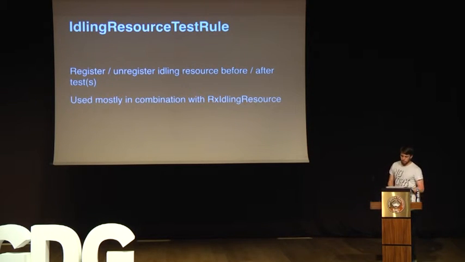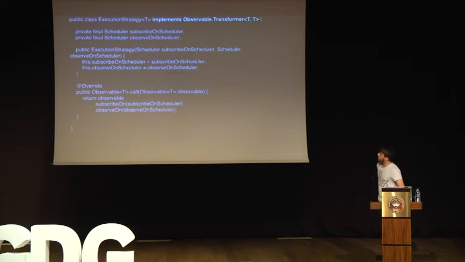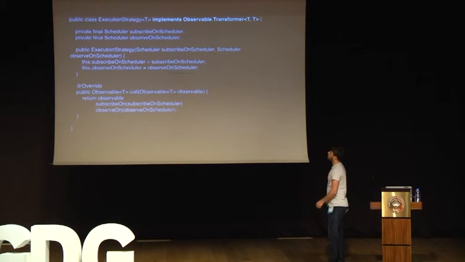So yeah, how does this work? How would you be able to tell Espresso that we are running something in the background? As I was saying, we use Dagger, and we have a module that is full of execution strategies.